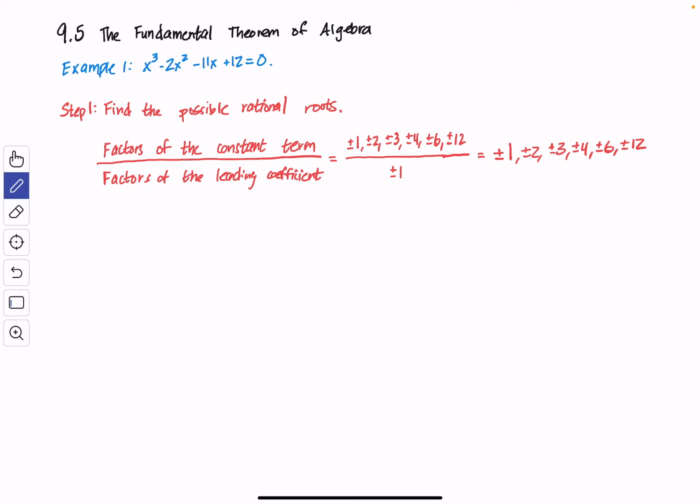All right, so now we're ready for step number 2. Step number 2 is where we have most of the work, in my opinion.